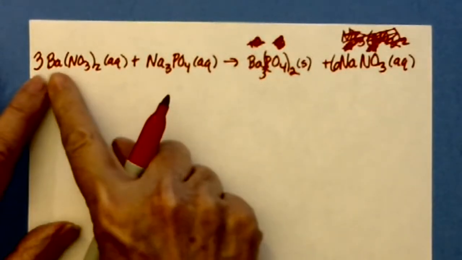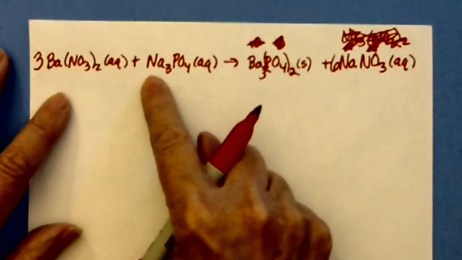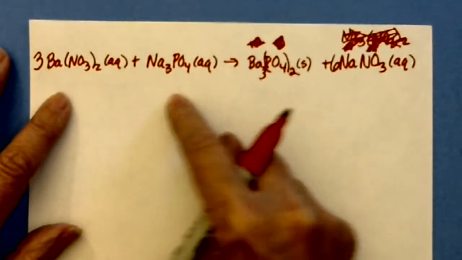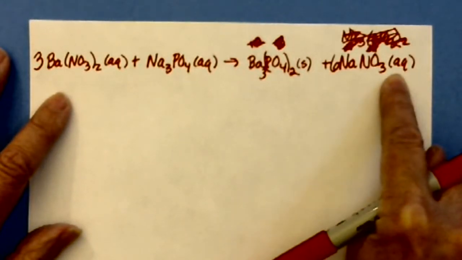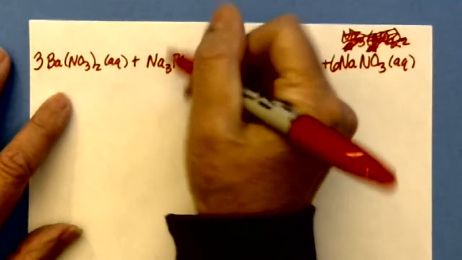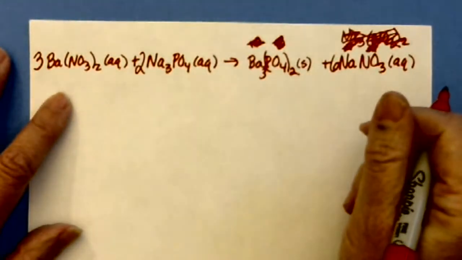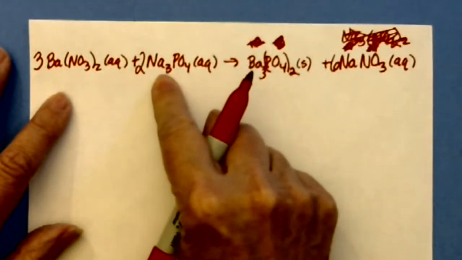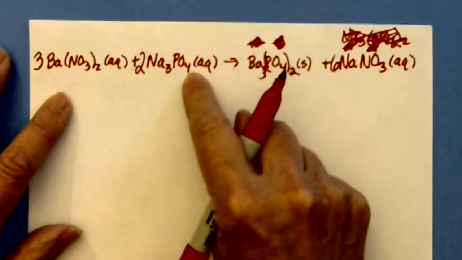Now let's go to the next. So barium's balanced, nitrate's balanced. Let's go to the next element, sodium. I have 3 sodiums on this side, and I have the 6 in front, which means it goes for everything behind it. I have 6 sodiums on this side. So how do I get 6 when there's a 3 here already? I put a 2 there. So now I have 6 sodiums, and the last thing I have to balance is the phosphates.